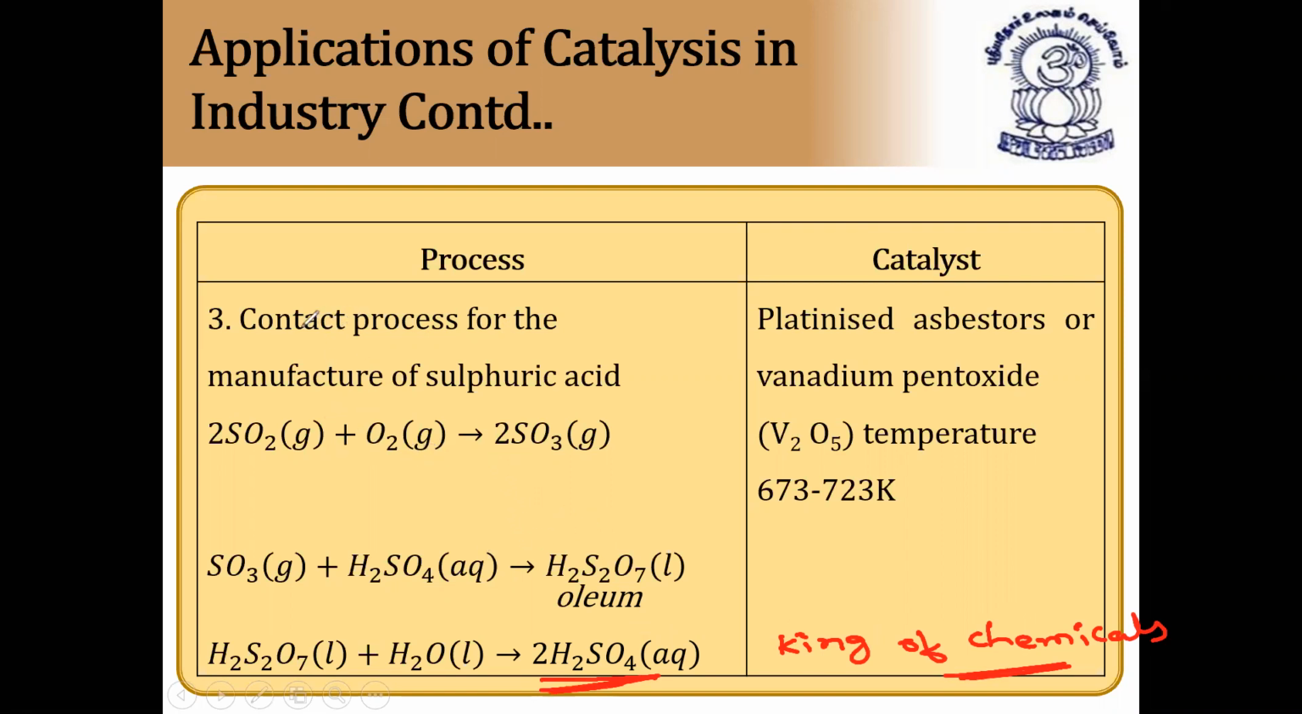So this is the contact process for the production of sulfuric acid. 2 moles of sulfur dioxide in combination with oxygen form 2 moles of sulfur trioxide. Sulfur trioxide on combination with sulfuric acid forms oleum, and oleum on hydrolysis forms sulfuric acid. In this, the catalyst is most important. The catalyst is platinized asbestos or vanadium pentoxide, and the temperature is 673 to 723 kelvins.